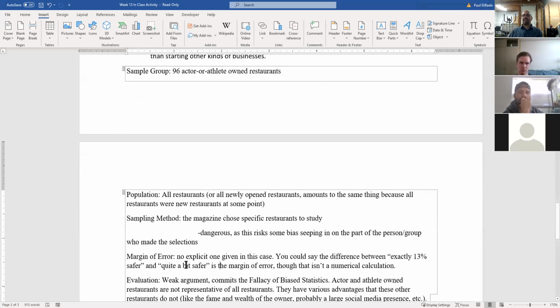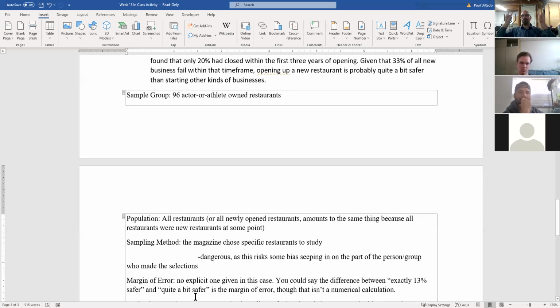and quite a bit safer. Whatever that difference is, the margin of error, I guess, but that's not a numerical calculation, and we usually mean something mathematical by margin of error. So any questions with the margin of error and how that's working in this problem?